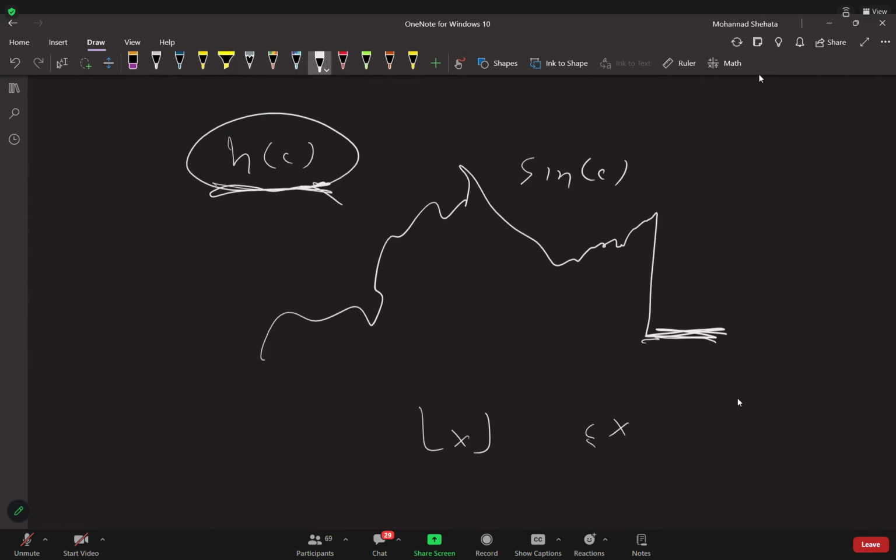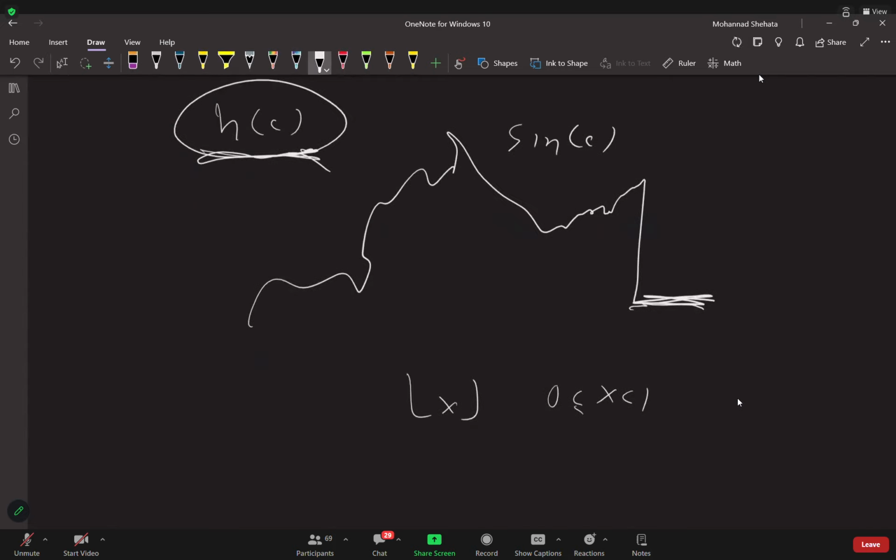Yeah, non-zero, not non-negative. So if x is between these values, let's say this is f of x is equal to this. This is the floor function. The definition of the floor function is that it rounds to the nearest integer from the bottom. So if it's an integer, it fixes it.